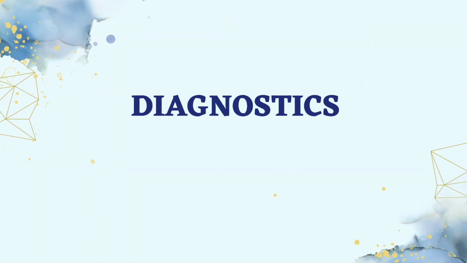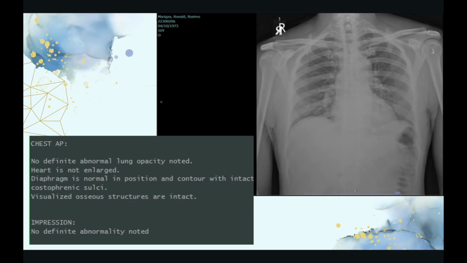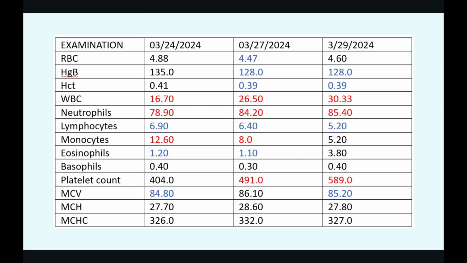Proceeding now to the diagnostics that the patient had undergone. The patient's X-ray revealed unremarkable findings. For the complete blood count with platelet of the patient extracted on March 24, 27th, and the 29th, there was a noted increase in hematocrit, WBC, and monocyte together with the platelet count, but there is a decreasing trend for the RBC, hemoglobin, lymphocytes, eosinophils, and MCV of this particular patient.